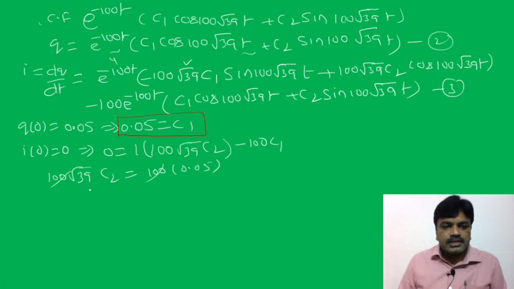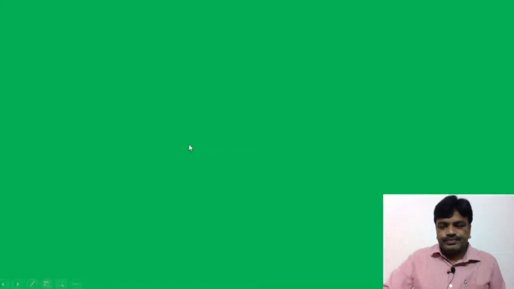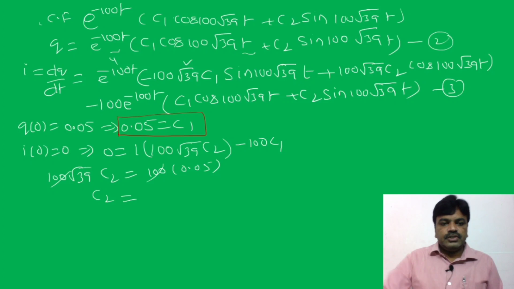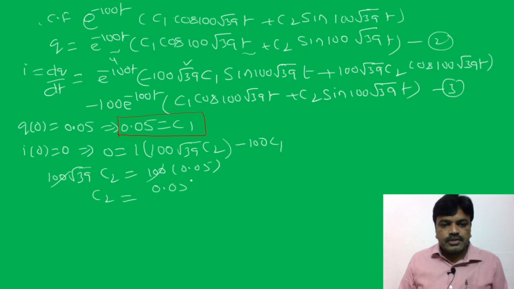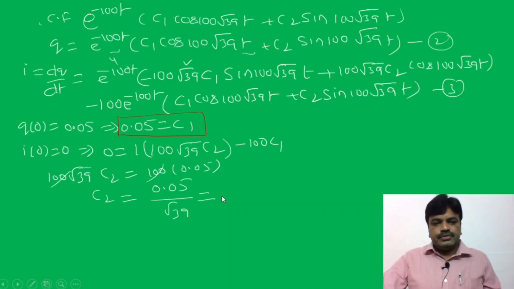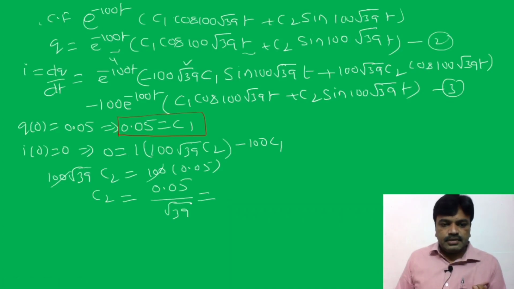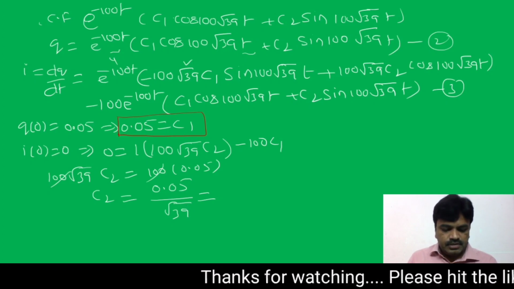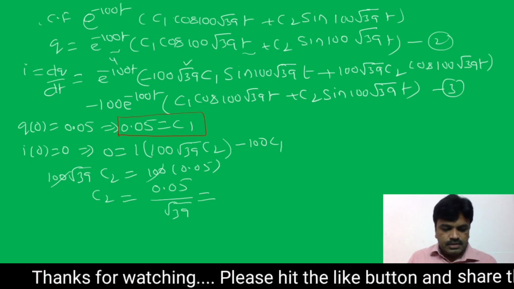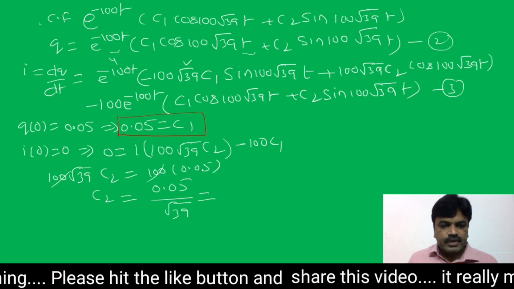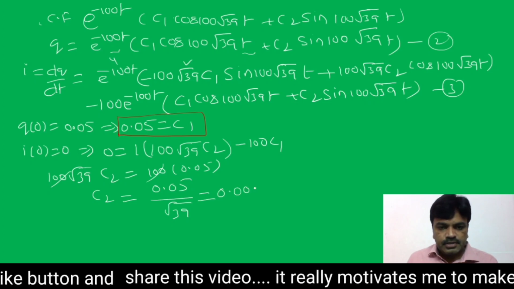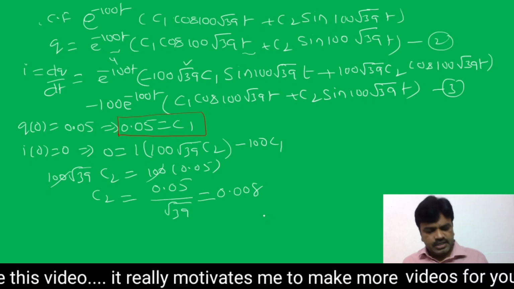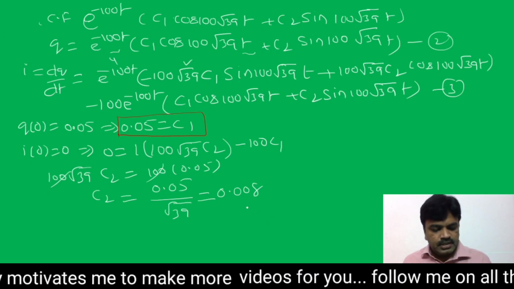So 100 cancels here. C2 is equal to 0.05 by root 39, that is equal to 0.05 divided by root 39. We get here 0.008, friends, 0.008. Actually, we get 8.006 into 10 to the power of minus 3.